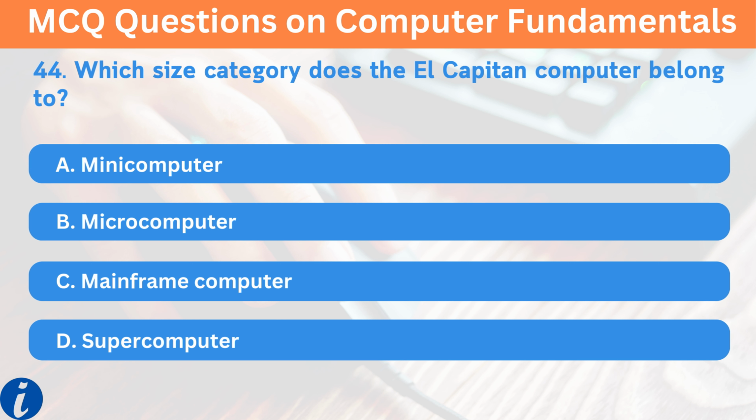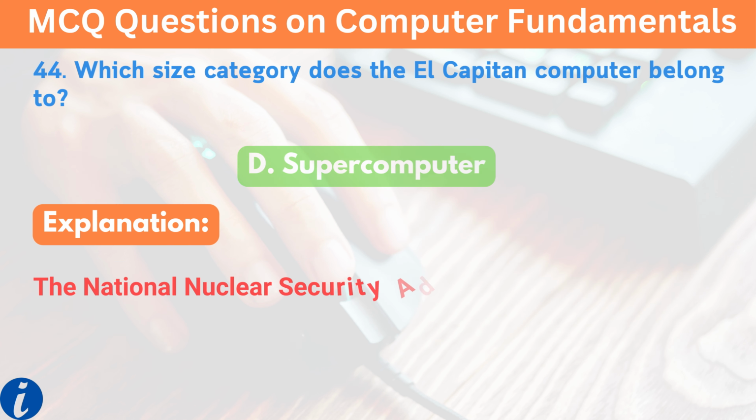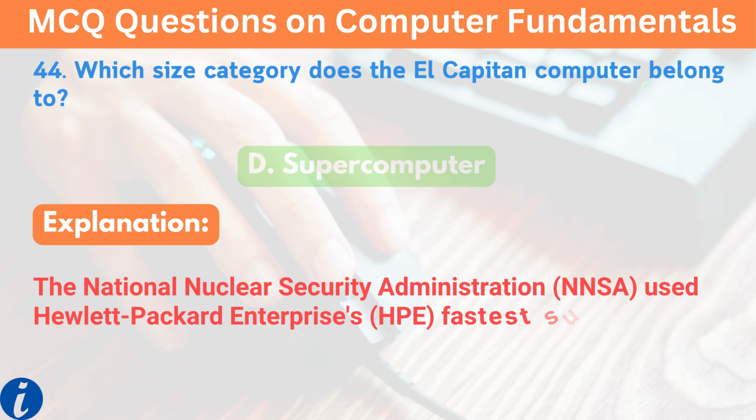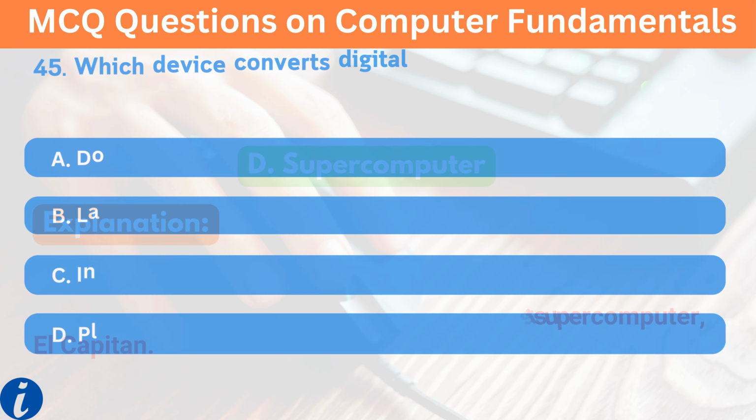44. Which size category does the El Capitan computer belong to? A. Mini-computer. B. Microcomputer. C. Mainframe computer. D. Supercomputer. The correct answer is D. Supercomputer. Explanation. The National Nuclear Security Administration, NNSA, used Hewlett-Packard Enterprise's, HPE, fastest supercomputer, El Capitan.